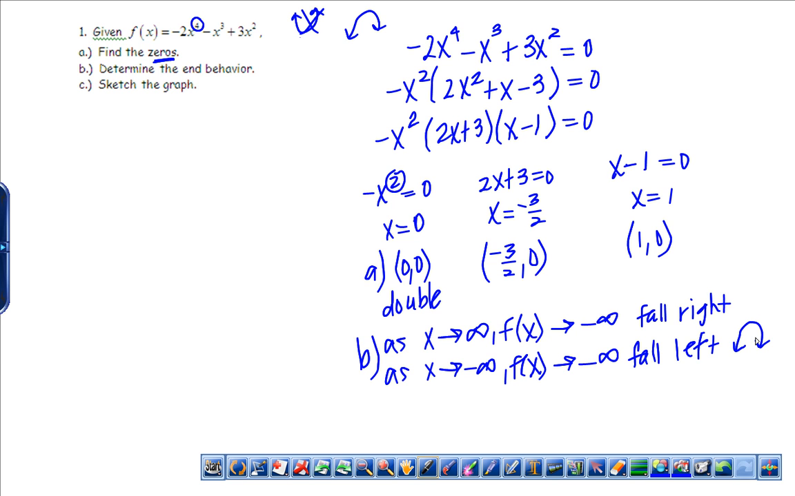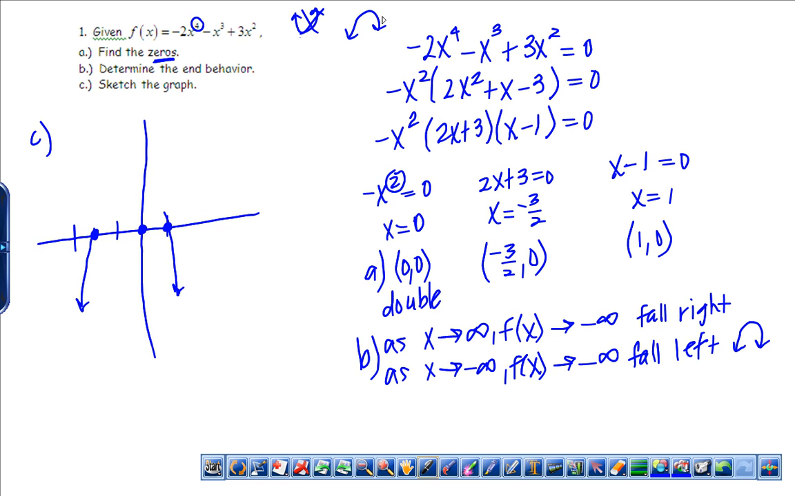So I have this sketch right here at the very beginning. Part C says sketch a graph. Okay, so I've got my intercepts here, which is going to help us. So let's draw a little sketch here. I need to plot (0, 0). I've got (negative 3/2, 0), so that's 1, here's 2. So I'm going to say it's about right here. And then I've got (1, 0). I know my end behavior goes down and down, so I know it's going to go through here and go down, and I know it's going to go through here and go down.